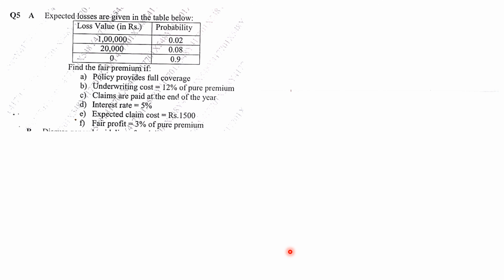Underwriting cost is 12% of pure premium. Claims are paid at the end of the year. Interest rate is 5%, expected claim cost is 1,500 and the fair profit is 3% of pure premium. So in order to find fair premium, you need to solve 3 steps. The sum will get solved in 3 steps, so we'll start one by one.